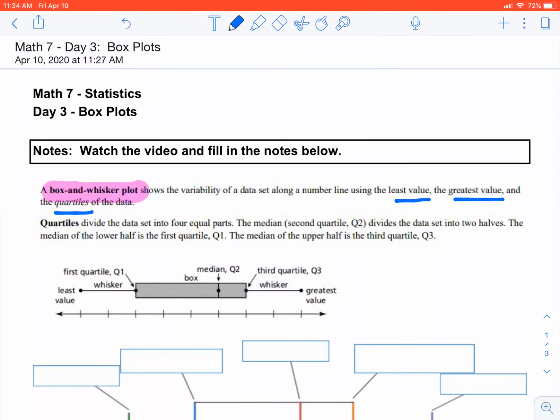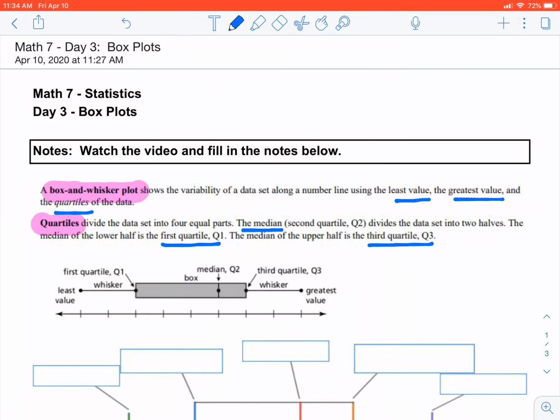Now, quartiles: this is when we divide the set of data into 4 equal parts. Those 4 parts are the median, that divides the data into 2 halves. And then we take the median of the lower half, which we call the first quartile, and the median of the upper half, which we call the third quartile.